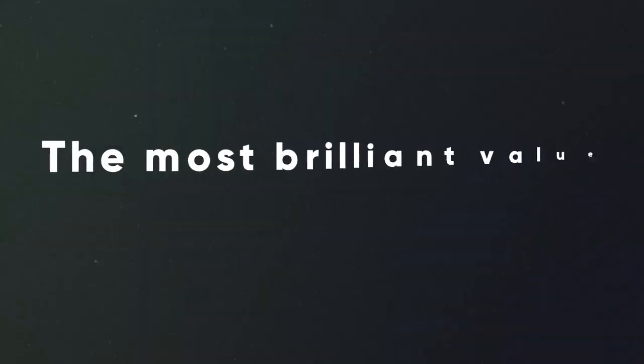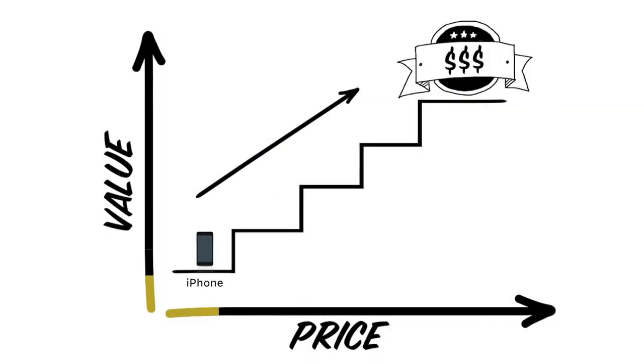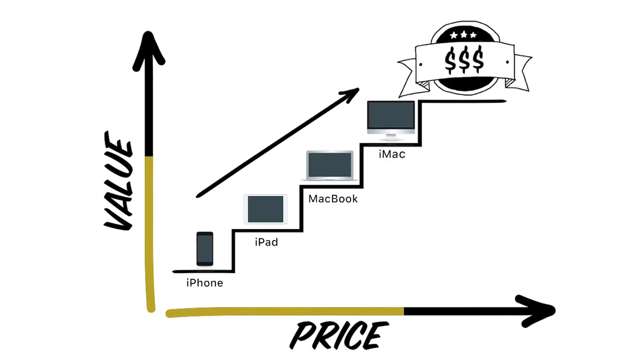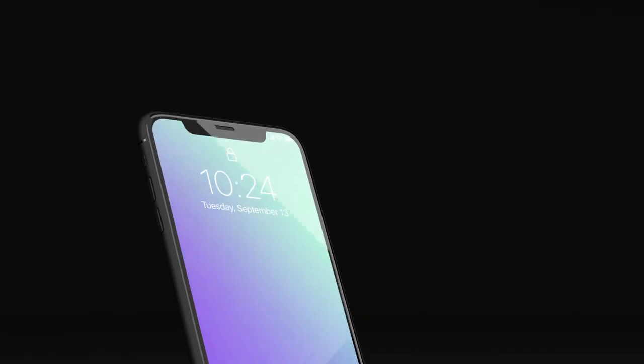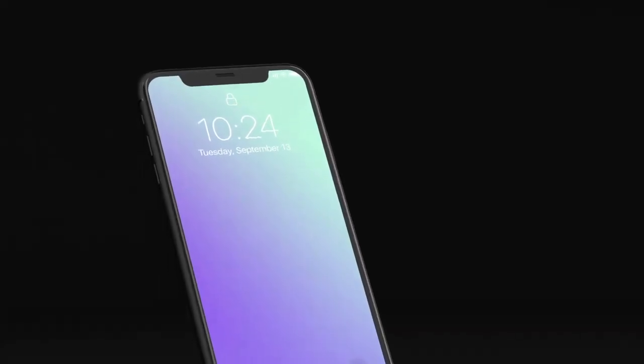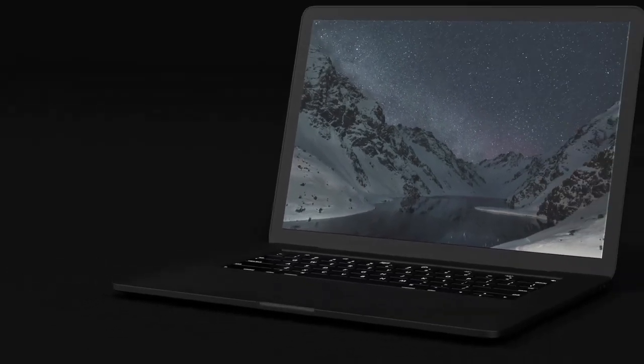It's probably the most brilliant value ladder ever created. Most people will start off with an iPhone and then slowly migrate up the value ladder to buying an iPad. Then they make the switch to getting all Mac laptops and iMac desktop computers. And before they know it, they're fully integrated into their entire ecosystem with Apple TV, Apple Music, and Apple Pay. By creating a lower price product at the bottom of their value ladder, Apple created a doorway for customers to buy all their other high ticket and subscription services.